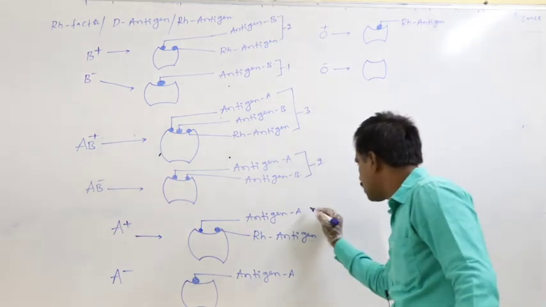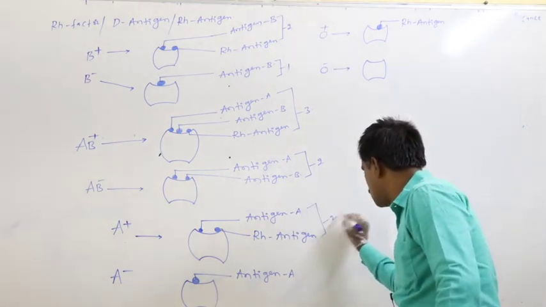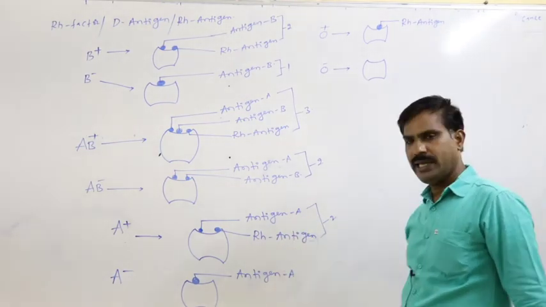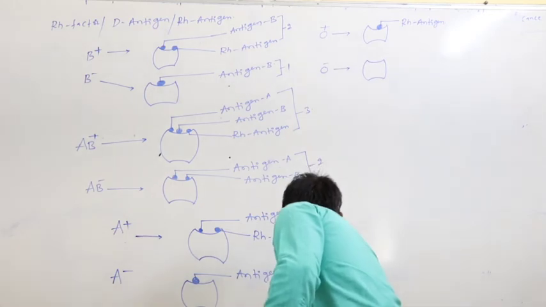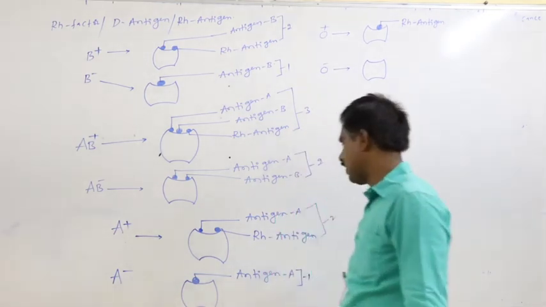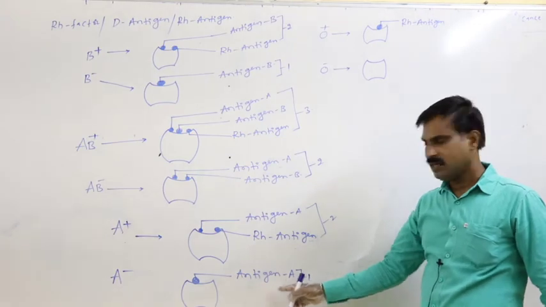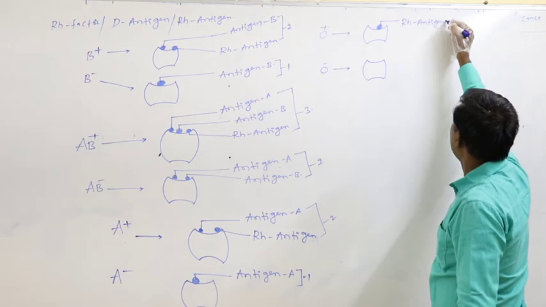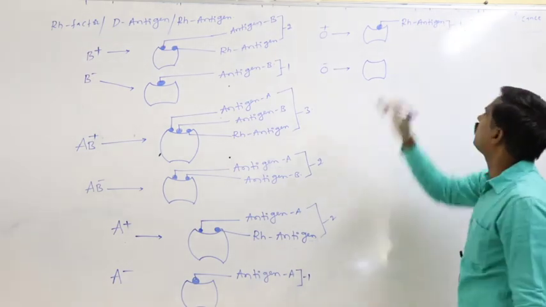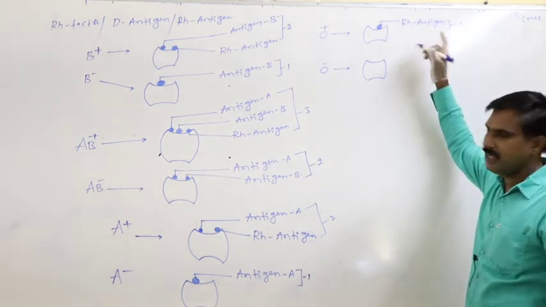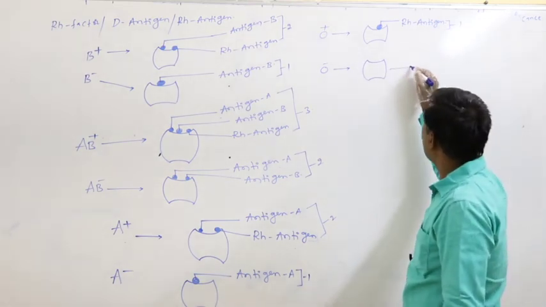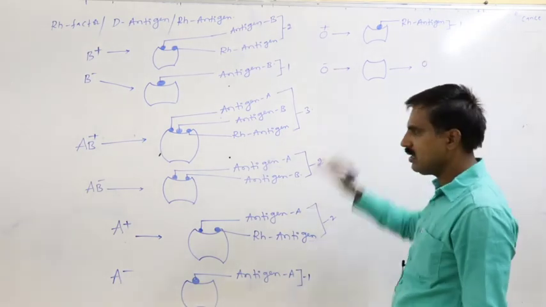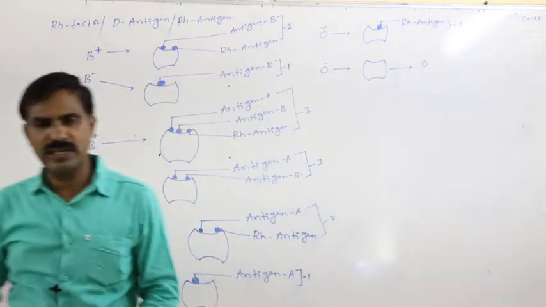Similarly, in an A positive person, totally how many antigens are present? 2: antigen A and the Rh antigen. In an A negative person, how many antigens are present? 1, that is antigen A, and the Rh antigen is absent. Similarly, in an O positive person, how many antigens are present? 1, that is the Rh antigen. In an O negative person, the number of antigens is 0. This is very important for objective questions.